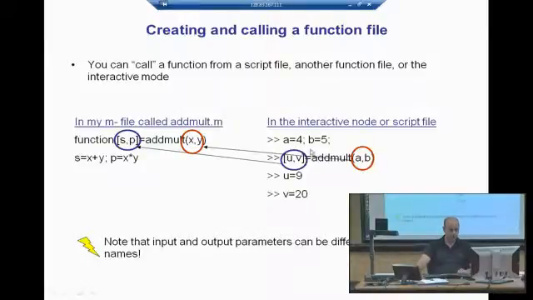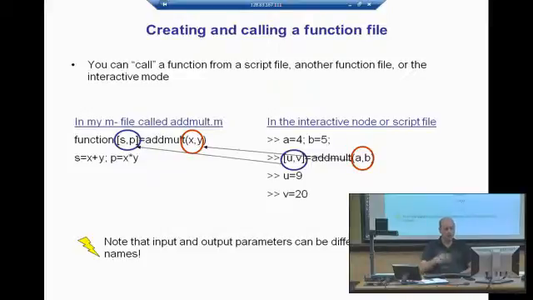Okay? And if I wanted to, I'll let you do that, and you can try some different things. One of the things you'll notice is that now it knows that U is equal to, when you call the function file, addmult, it calculates U is equal to 9 and V is equal to 20, and it knows what that is.